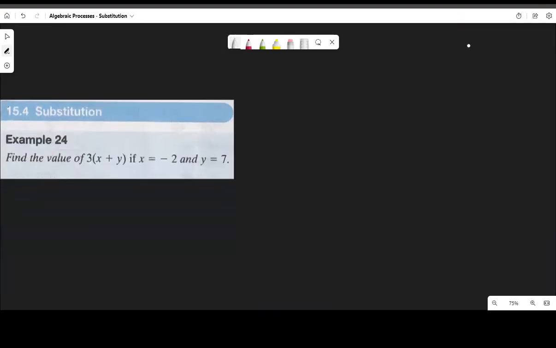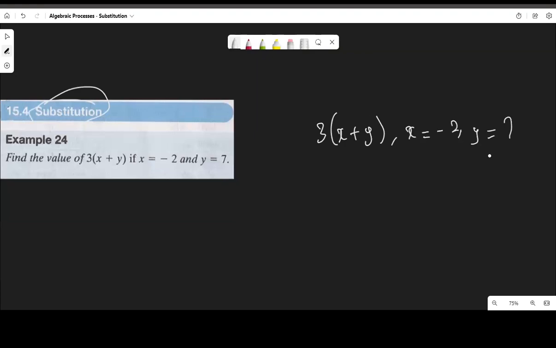The first question here says, find the value of 3 bracket x plus y if x is equal to -2 and y is equal to 7. So if I have 3 bracket x plus y, then x is -2 and y is 7. Remember that the topic is substitution. What does it mean to substitute? That is to replace one thing with another thing. So we are going to replace x with the value of x given to us.